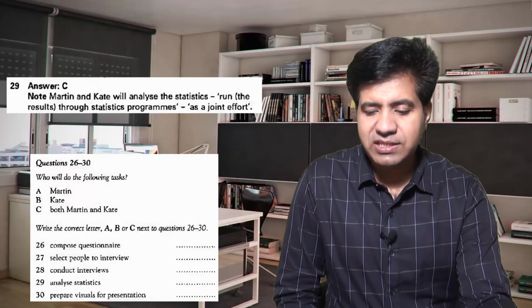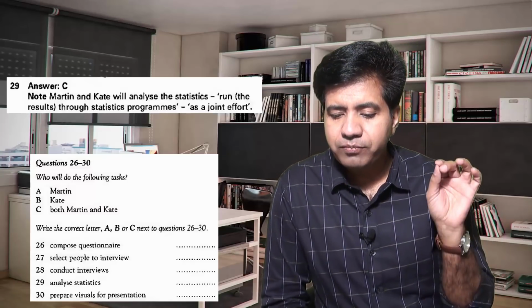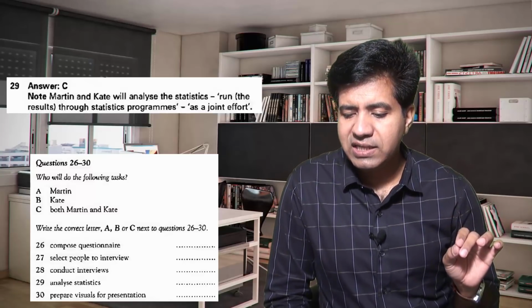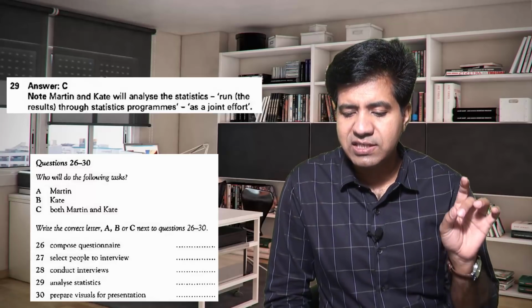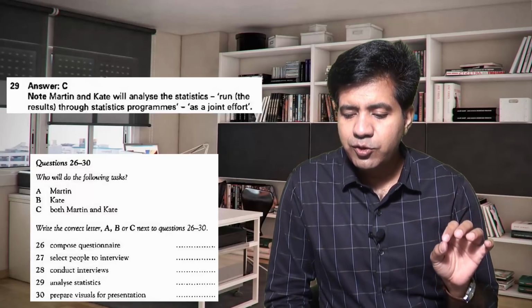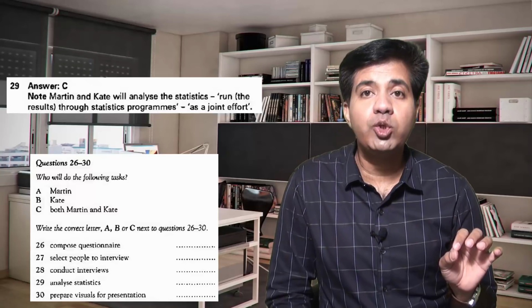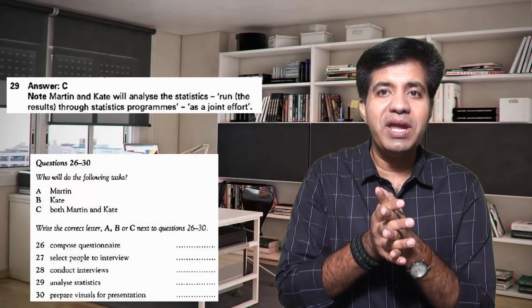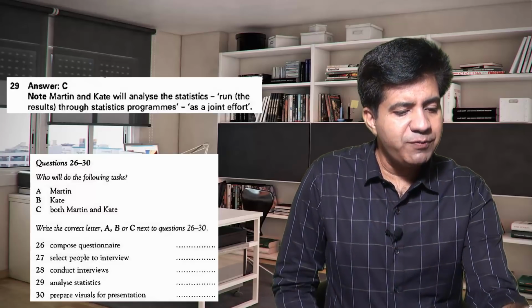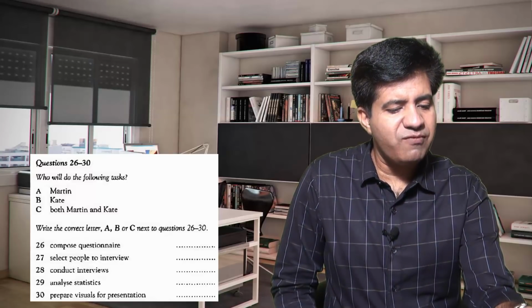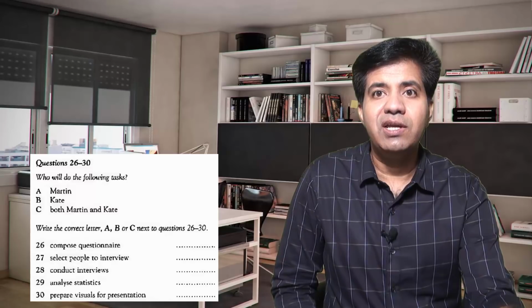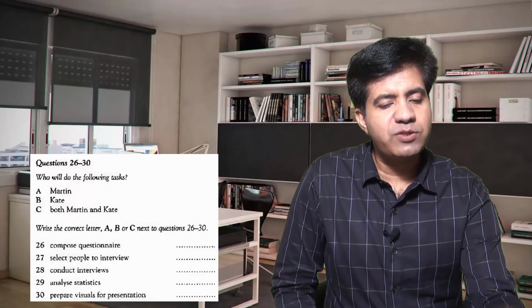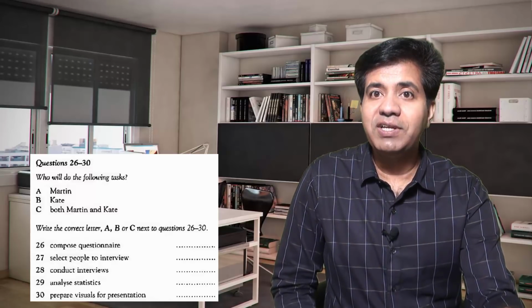So, analyze statistics. Let's see question 29. Note, Martin and Kate will analyze the statistics. They say run the results through statistics program as a joint effort. As a joint effort means they're going to do it together. Next, we've got question 30. Prepare visuals for presentation. Who is going to prepare visuals for presentation? What is your answer? A.